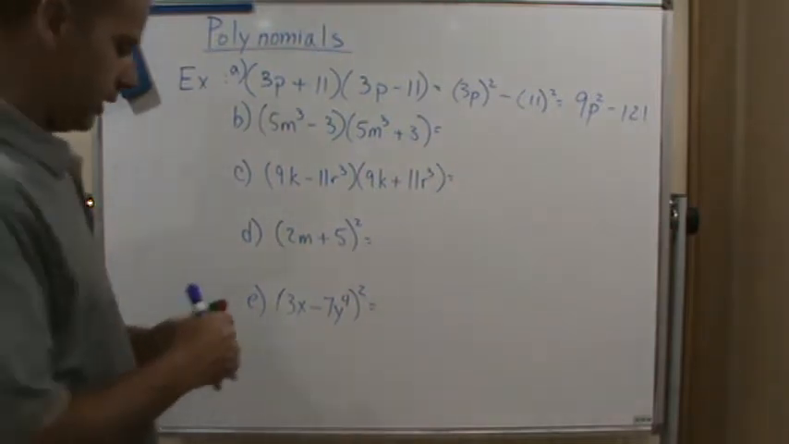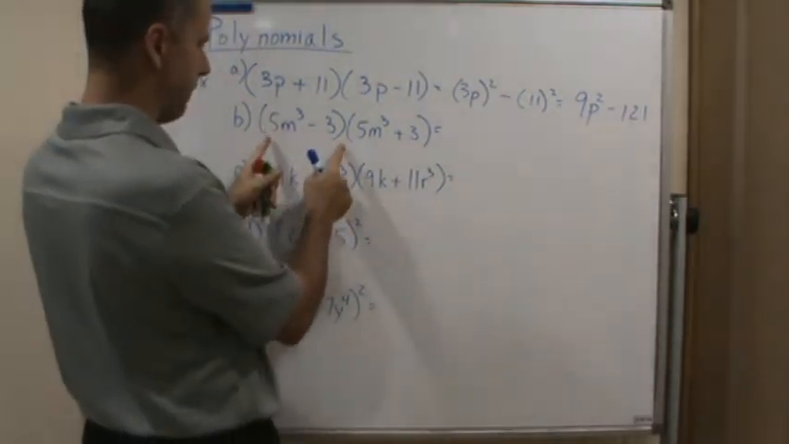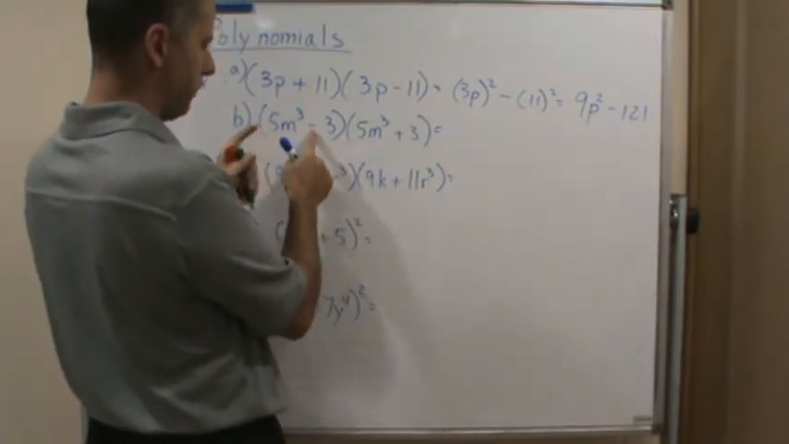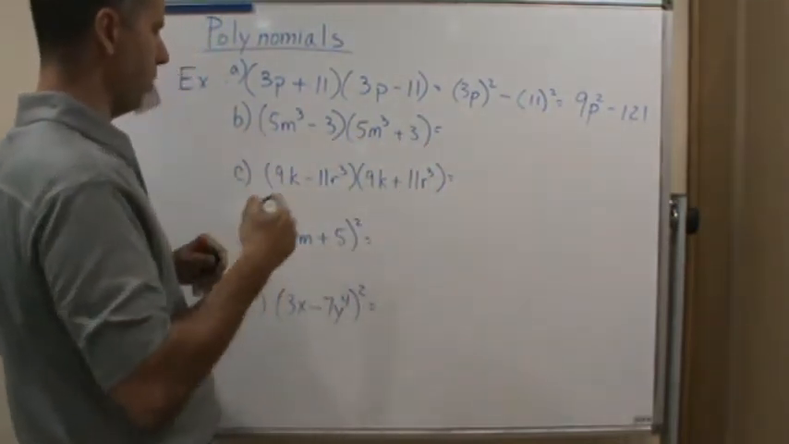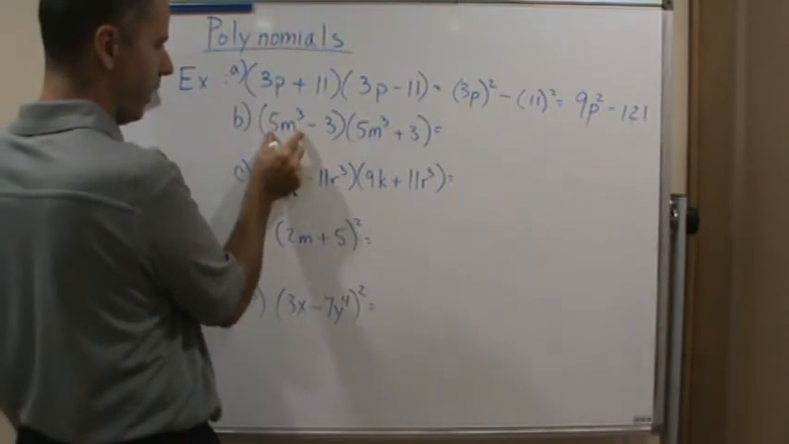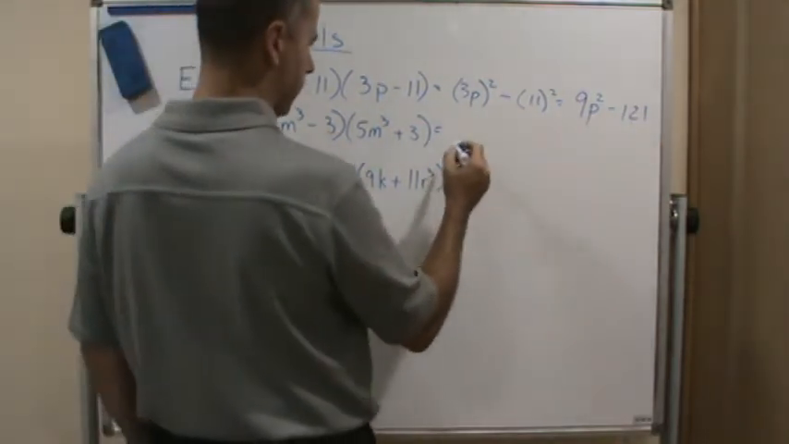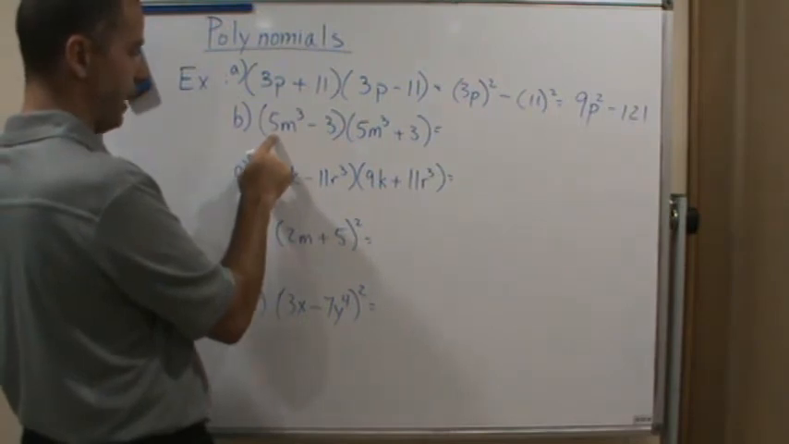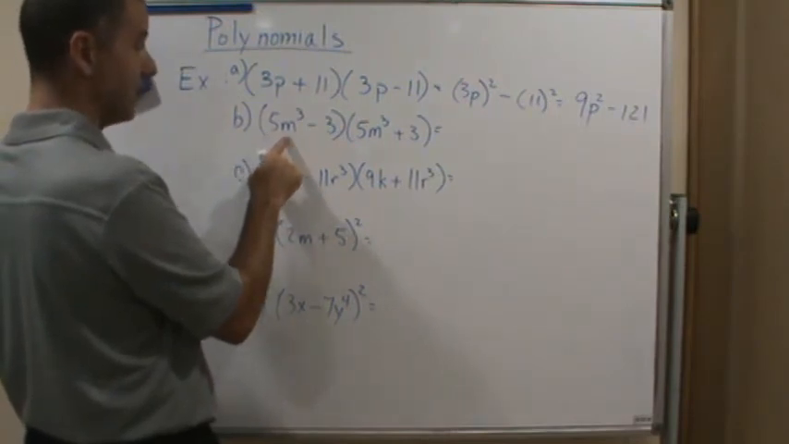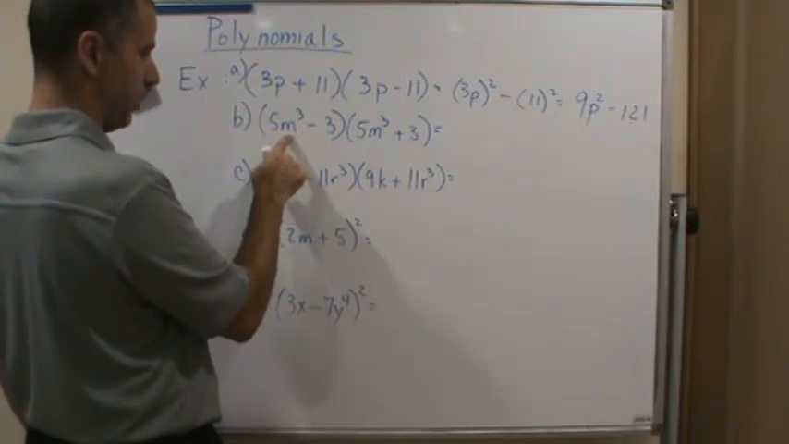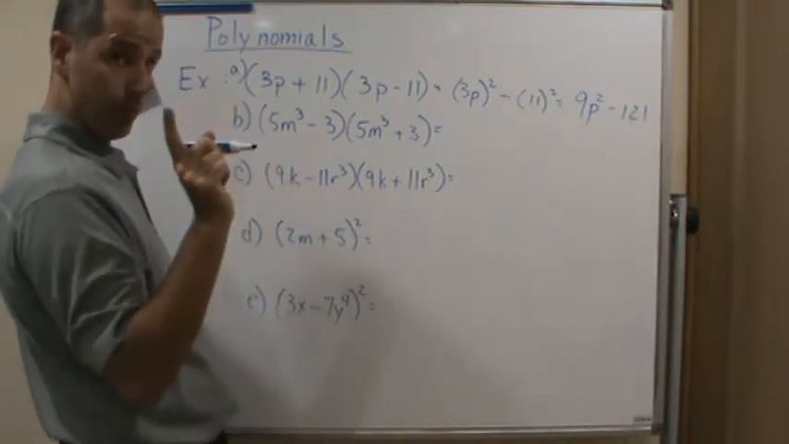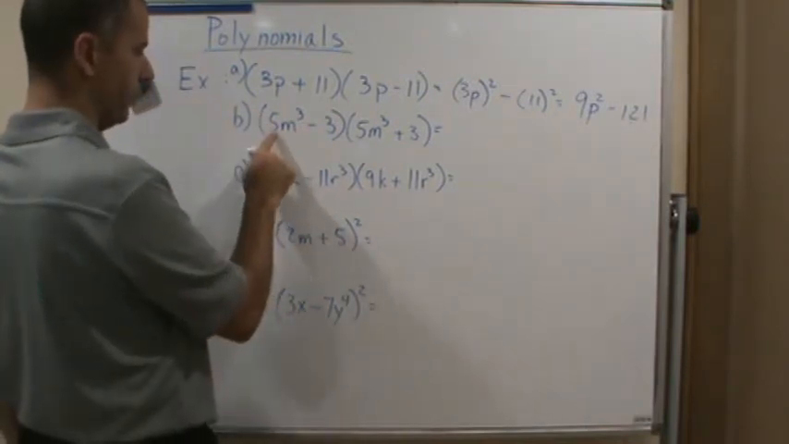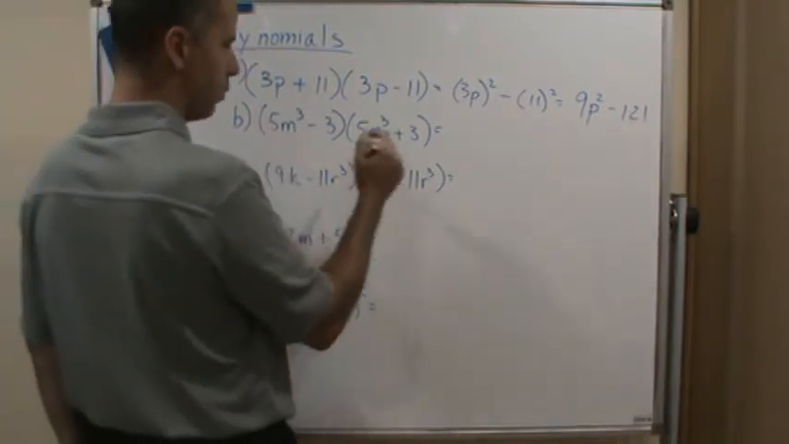Okay, so let's do this one. Same thing. We've got the same terms except for different signs. So now it's going to be this squared minus this squared. So it's going to be what? This squared is what? 25m to the 6th, right? We add exponents, right? So remember the rules of exponents.